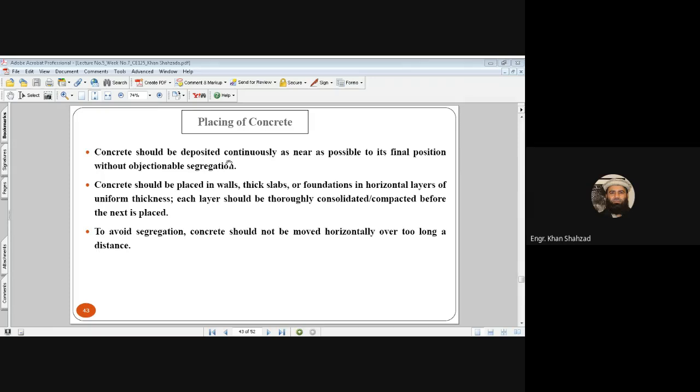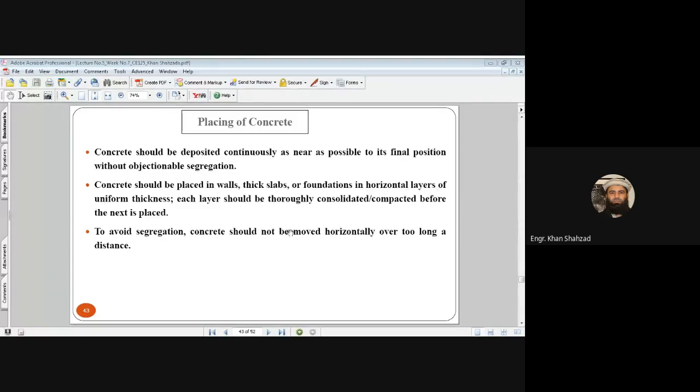Concrete should be deposited continuously. आप continuous supply करें, continuously deposit करें site पे as near as possible to its final position without objectionable segregation. Concrete should be placed in walls. आप walls में इसको use कर सकते हैं directly, thick slab में use कर सकते हैं, foundation work में use कर सकते हैं. But you will have to use this in horizontal layers.